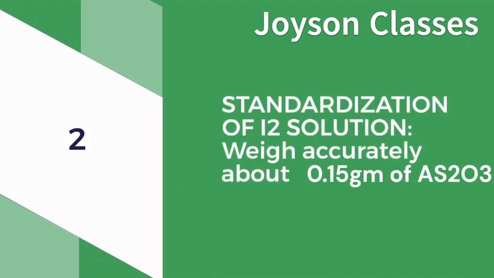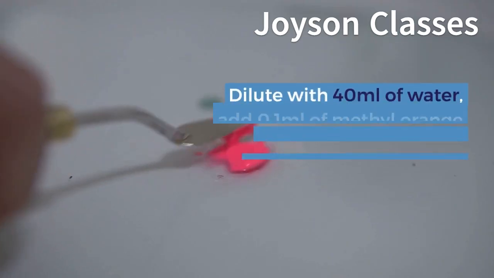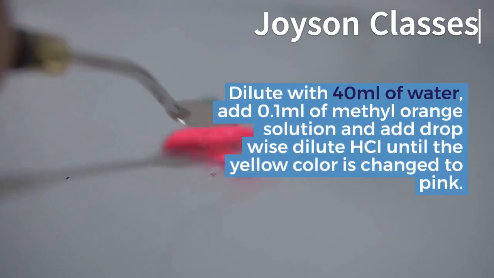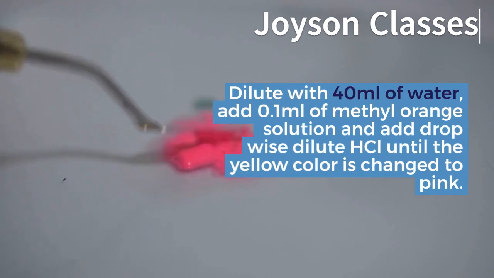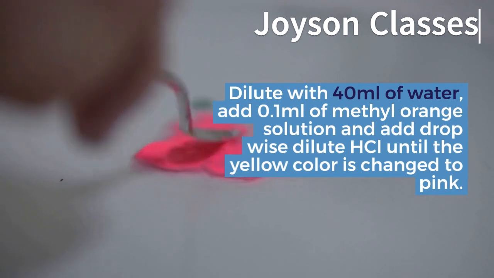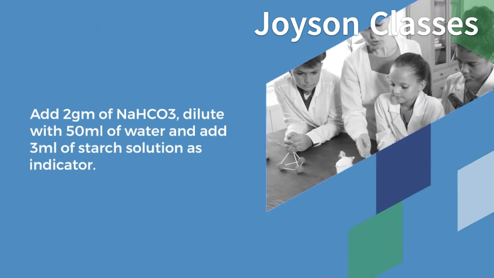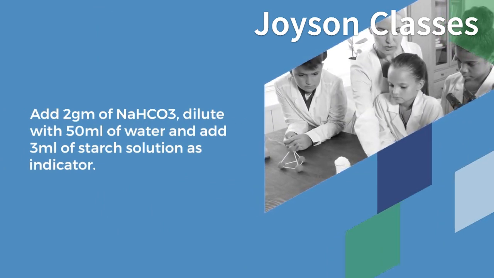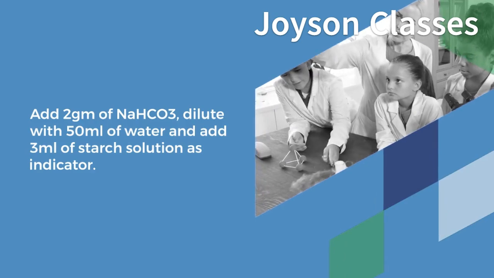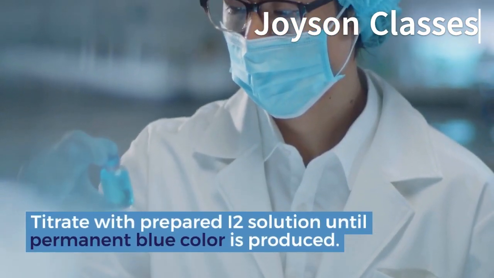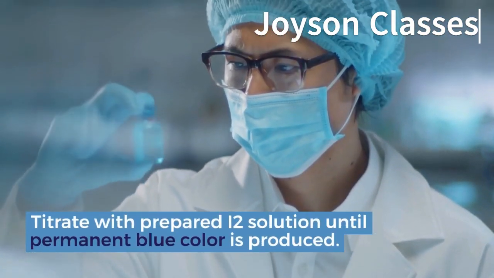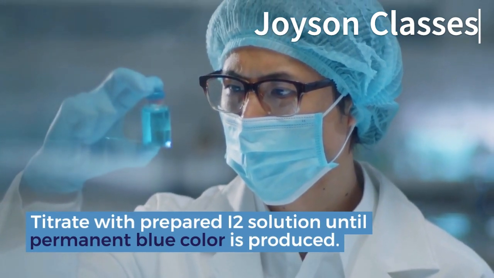Weigh accurately about the specified amount. Dilute with 40 milliliters of water, add 0.1 milliliters of methyl orange solution, and add dilute HCl drop-wise until the yellow color changes to pink. Add 2 gm of NaHCO3, dilute with 50 milliliters of water, and add 3 milliliters of starch solution as indicator. Titrate with the prepared I2 solution until a permanent blue color is produced.